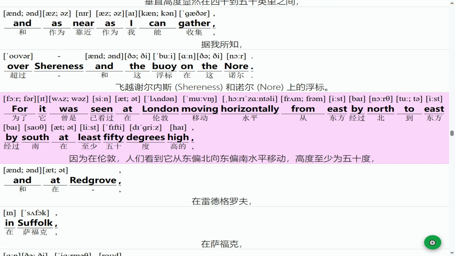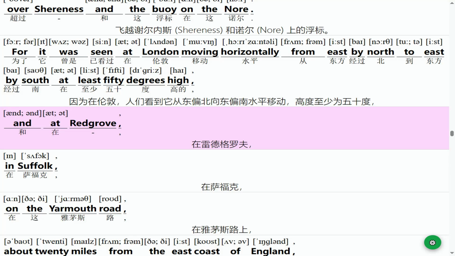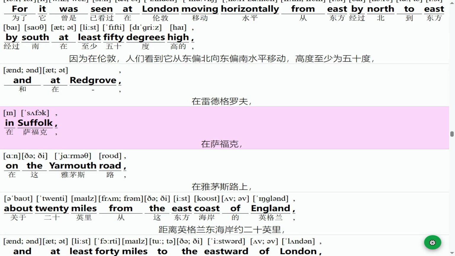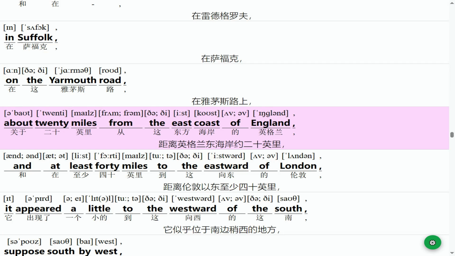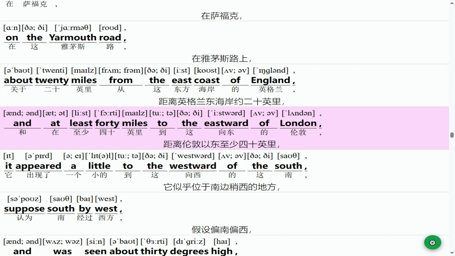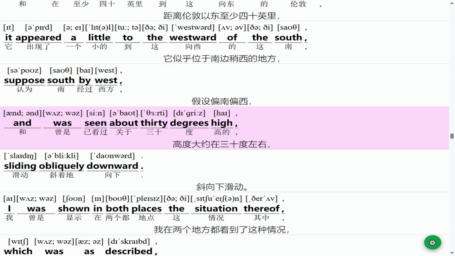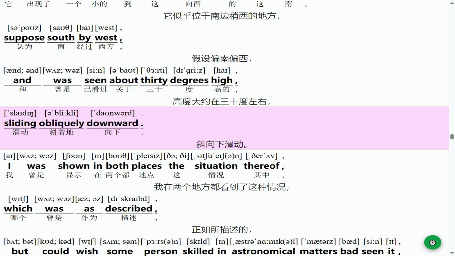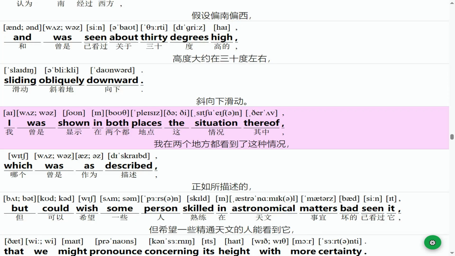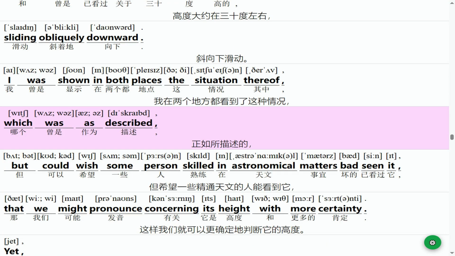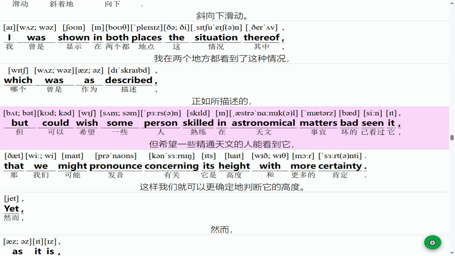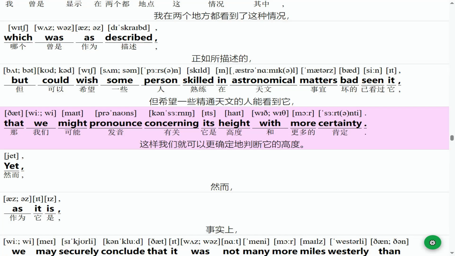For it was seen at London moving horizontally from east by north to east by south at least 50 degrees high, and at Redgrove, in Suffolk, on the Yarmouth Road, about 20 miles from the east coast of England, and at least 40 miles to the eastward of London, it appeared a little to the westward of the south, suppose south by west, and was seen about 30 degrees high, sliding obliquely downward. I was shown in both places the situation thereof, which was as described, but could wish some person skilled in astronomical matters had seen it, that we might pronounce concerning its height with more certainty.